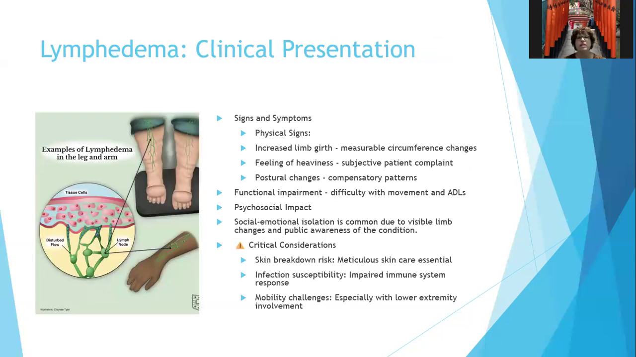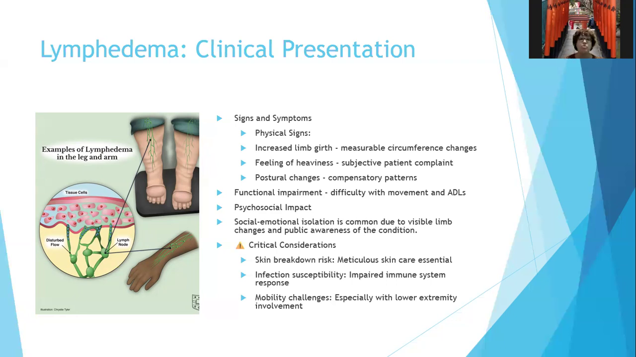So clinical presentations, you get that increased limb girth, measurable circumference changes. One of the assessment techniques that we do is measure throughout the limb. A feeling of heaviness, and you have all that extra fluid. Of course, it's heavy. The patient will report that subjectively. Postural changes because they're compensatory patterns. Functional impairments, the psychosocial impact is huge. There's social and emotional isolation, which is common due to visible limb changes and public awareness of the condition.